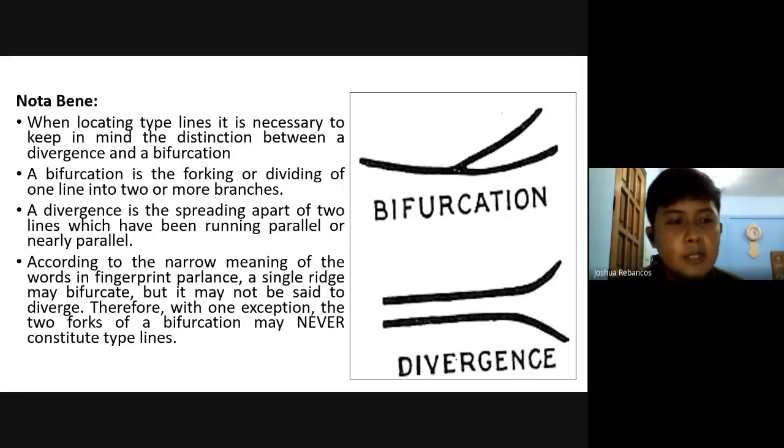So, sa pinagkaiba ng bifurcation sa divergence, doon sa divergence, parallel siya na magsiseparate. While sa bifurcation, single ridge siya pero magsiseparate siya at the end. Okay, ganun ang pinagkaiba nila.